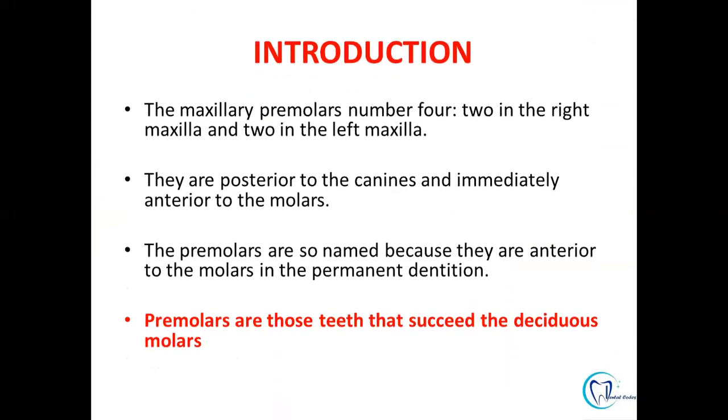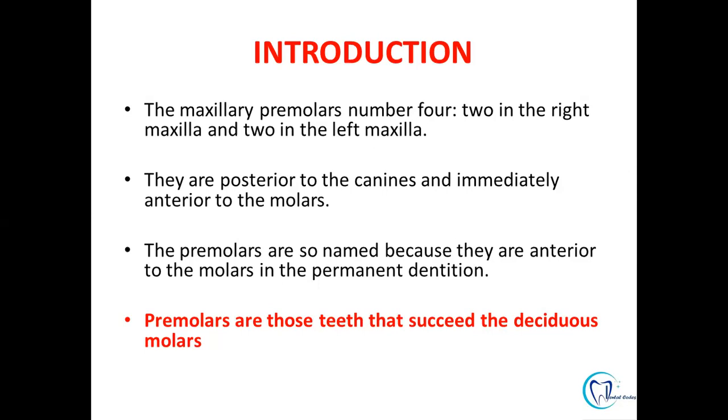Starting with the introduction, when we talk about premolars, they are 4 in number, 2 in each quadrant, 4 in each arch. So in total we have 8 premolars. They are posterior to the canine and immediately anterior to the molars. Premolars are also known as bicuspids because they have two cusps, one is the buccal cusp and another is the lingual cusp. They are also known as premolars because they are anterior to molars in the permanent dentition.